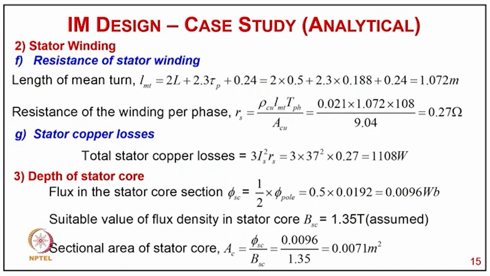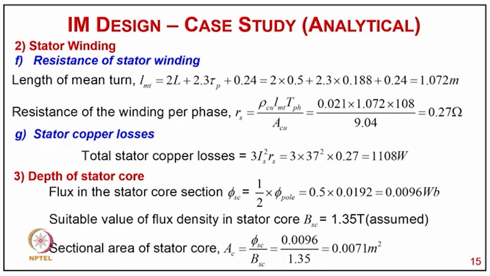Then we come to part F, the resistance of stator winding. The mean turn length LMT is equal to 2 times L plus 2.3 tau P plus 0.24. Keeping the value, it comes 1.072 meter. And now the resistance of the winding per phase of the stator winding is RS equal to rho CU, since the winding is made with copper, so that is the resistivity of copper.